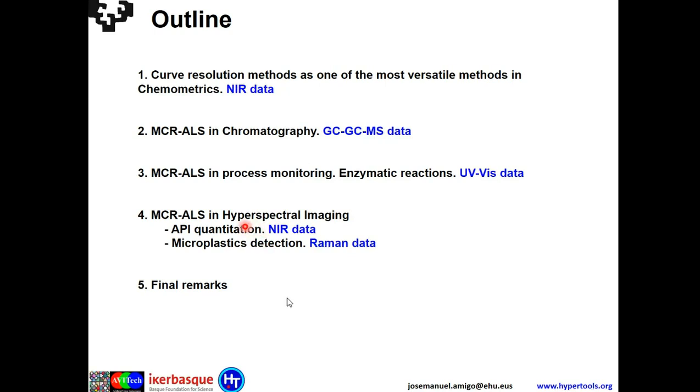One dealing with quantification of principal ingredient in pharmaceutical preparations, and another one about microplastic detection. And I like these two cases because, first of all, one of them is in near infrared, and another one is in Raman. But both of them are actually demonstrated to be really reliable models of MCR on this type of data. And at the end, as usual, I will do some final remarks.